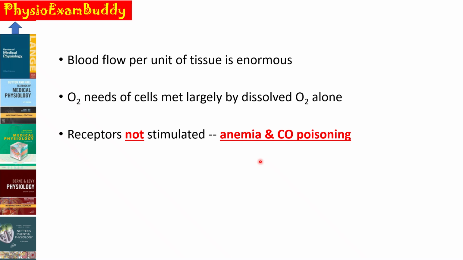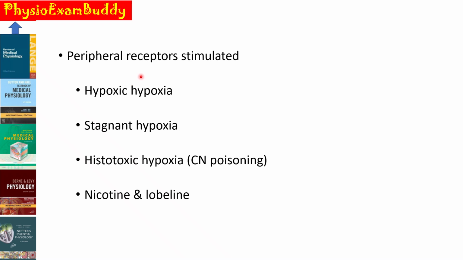So, in case of anemia as well as carbon monoxide poisoning or any condition that is causing anemic hypoxia, the peripheral chemoreceptors are not at all stimulated, which can be asked as an MCQ question. These peripheral chemoreceptors are stimulated only in hypoxic conditions like hypoxic hypoxia, stagnant hypoxia, as well as histotoxic hypoxia or cyanide poisoning. And drugs like nicotine as well as lobeline are found to activate the peripheral chemoreceptors.